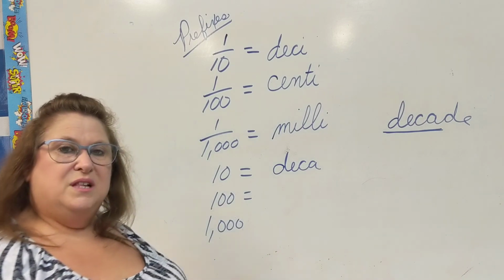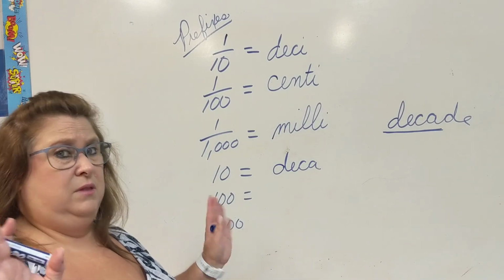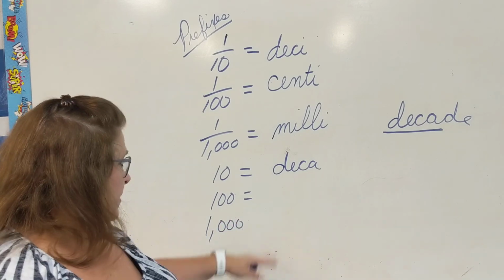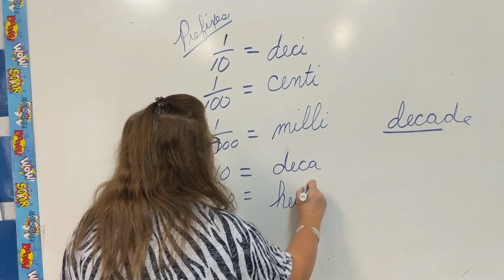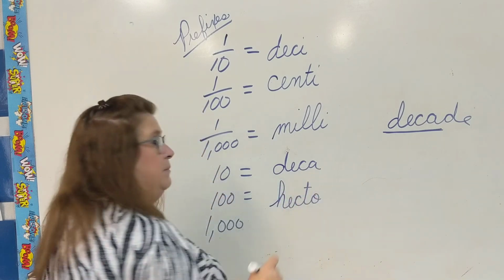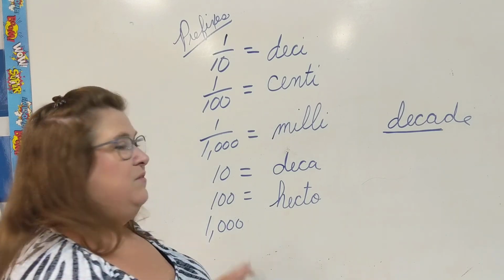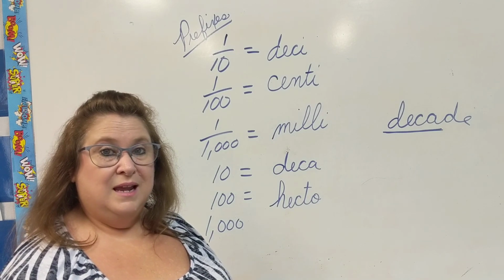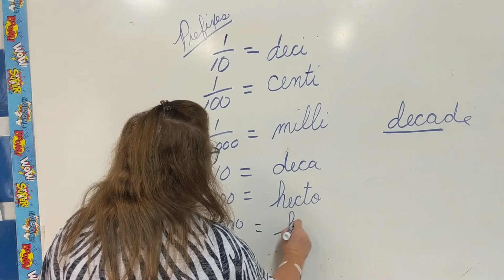What is the prefix for 100? 100 is just kind of out there on its own thing. I don't even know how to show you how to remember this. You just have to remember. The prefix for 100 is hecto. I can't think of any word that begins with that prefix, hecto. And then what is the prefix for 1,000? Think about it. The prefix for 1,000 is kilo.